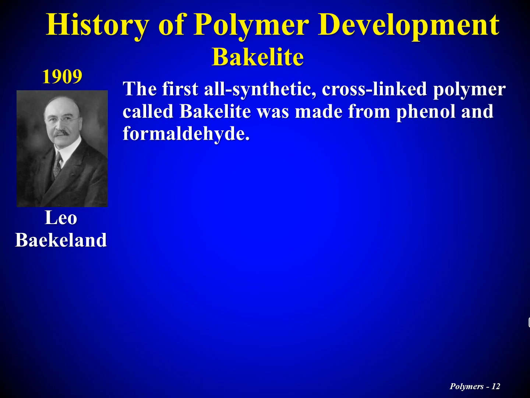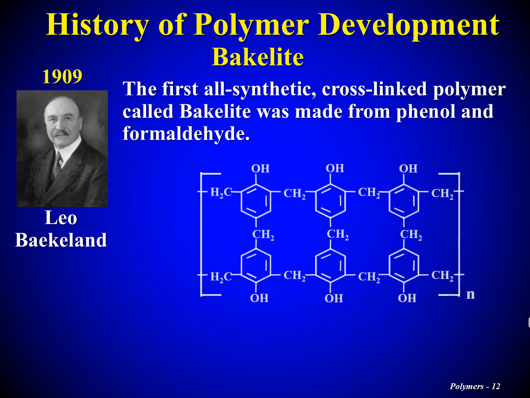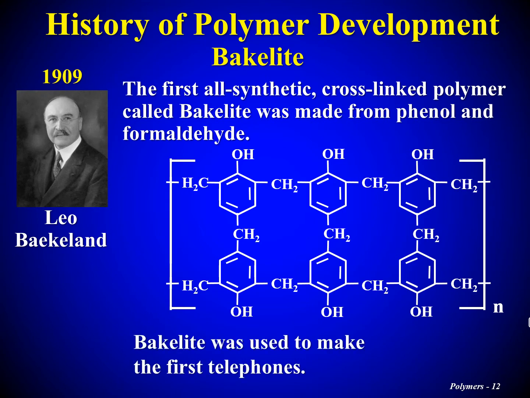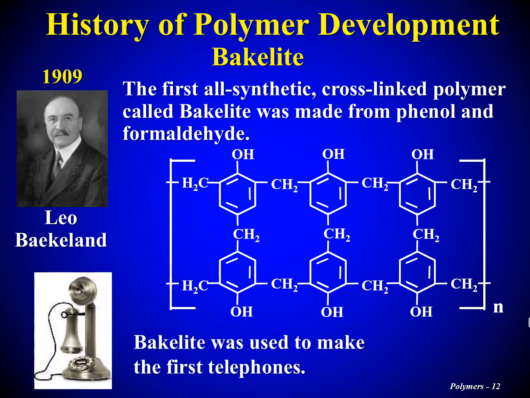He invented a hard synthetic polymer by combining phenol and formaldehyde. This polymer would eventually be called Bakelite in honor of its inventor. This diagram shows the structural formula for Bakelite, which is a cross-linked polymer. Note the CH2 groups that link the two chains together. This cross-linking is what makes the polymer rigid, and gives it high strength and high temperature resistance. Bakelite was used to make the very first telephones.